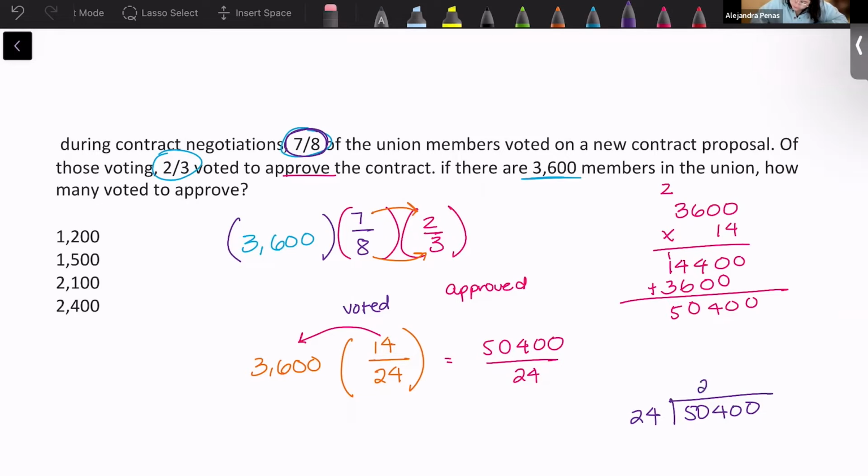24 fits into 50 twice, giving you 48. It's going to give you 2. Bring down the 4. It's going to be 1. And we still got 2 more zeros to go. So your final answer would be 21,000 people voted to approve.